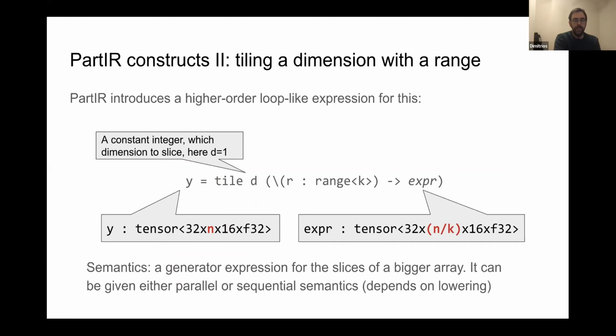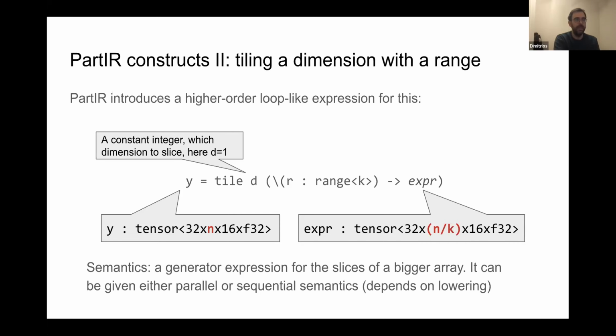And now, how do we type this? We type the expression, the body of the loop, as giving you a tensor where in the relevant dimension 1 here, the size is n over k, if the type of the whole expression, y, is of size n. So you can think of it as some sort of loop that's giving you the chunks of the array one at a time, along the dimension that you care about. And you're kind of implicitly stacking them all back together.